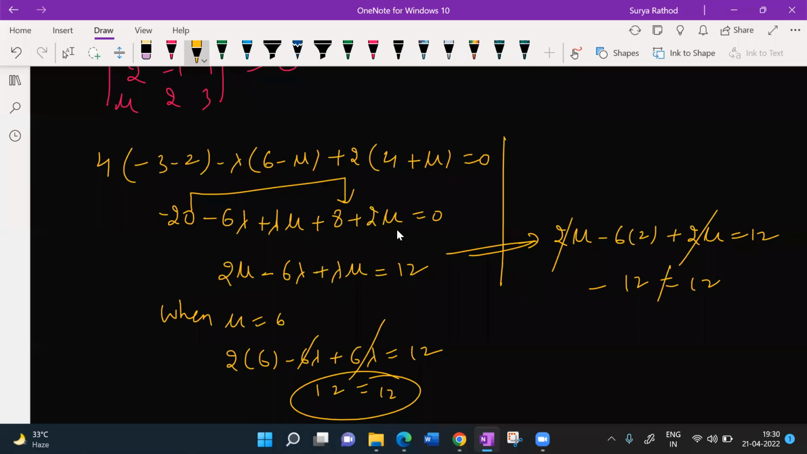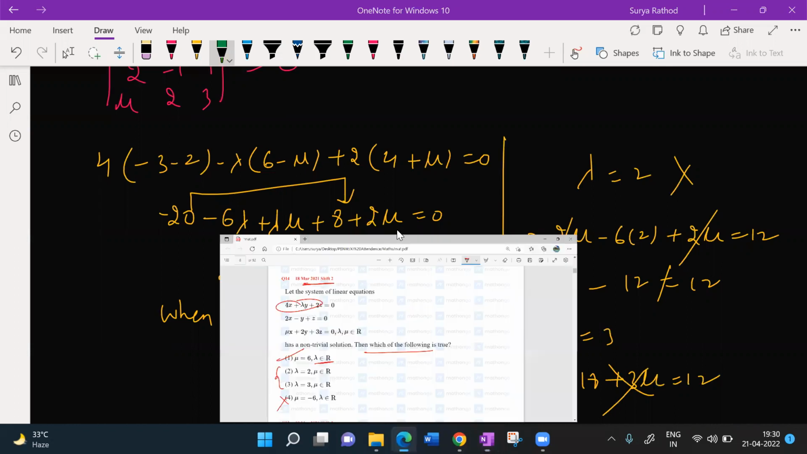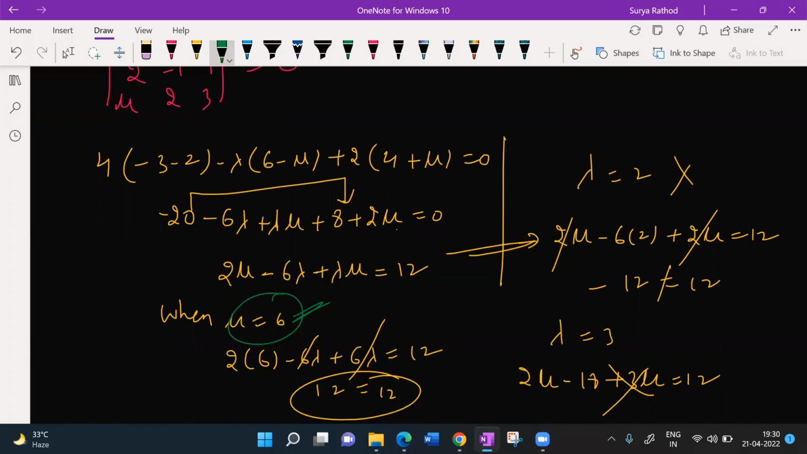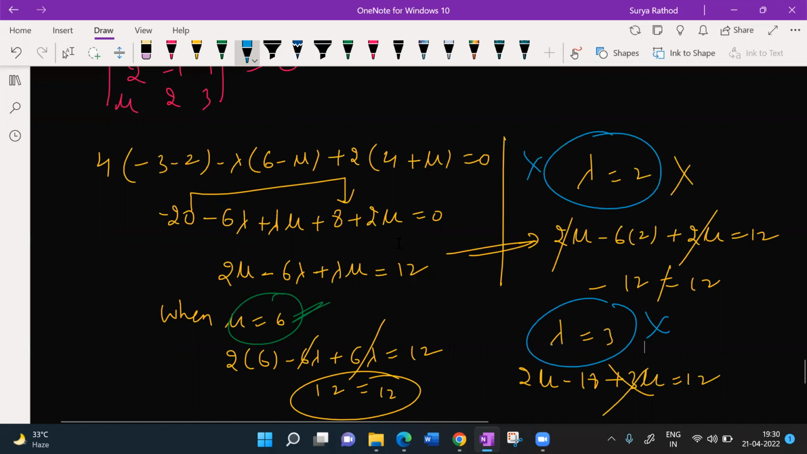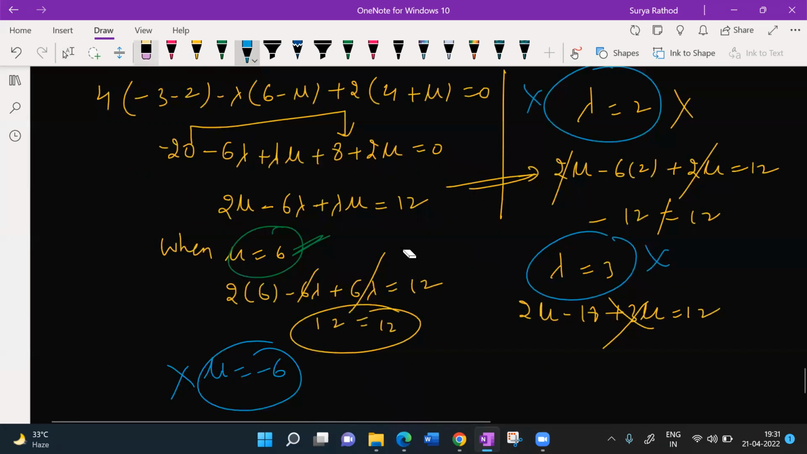Lambda is equal to 3, let's check. So 2 mu, lambda is equal to 3, right? So 18. So 3 mu is equal to 12. So it is also not possible. So the only option is lambda mu is equal to 6. Option A is correct. Is it clear, children? So this option is not possible, this option is not possible, and mu is equal to minus 6 is also not possible. 110% your answer is going to be mu is equal to 6.